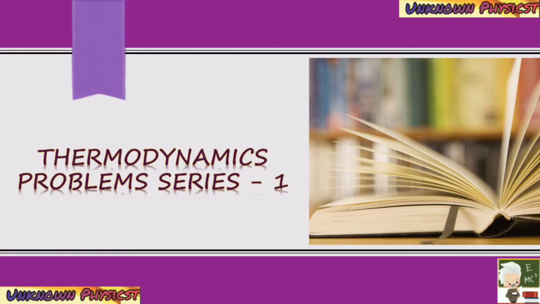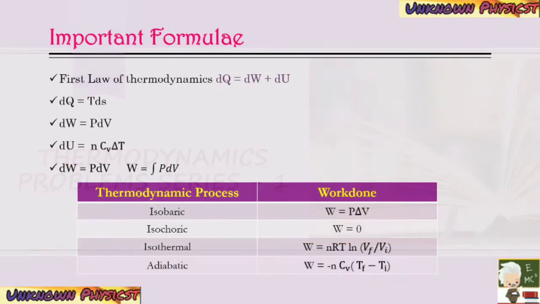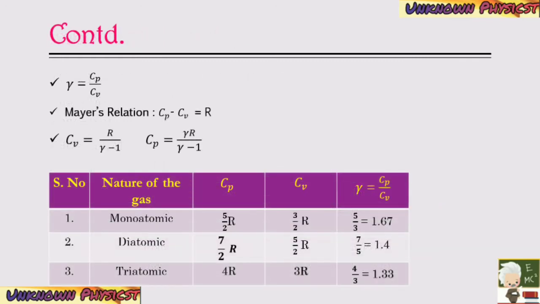Before getting into the problems, let us see the important formulas of this topic. The first one is the first law of thermodynamics, dq is equal to dw plus du. Next are the formulas for dq, dw and du, the integral form of work done, and the four thermodynamic processes and their respective work done. Next is gamma is equal to Cp by Cv, and Cp and Cv in terms of gamma, and the Cp, Cv, gamma values for monatomic, diatomic and triatomic. In my previous video I have not done triatomic. For triatomic the degree of freedom is 9. Please do give it a try.